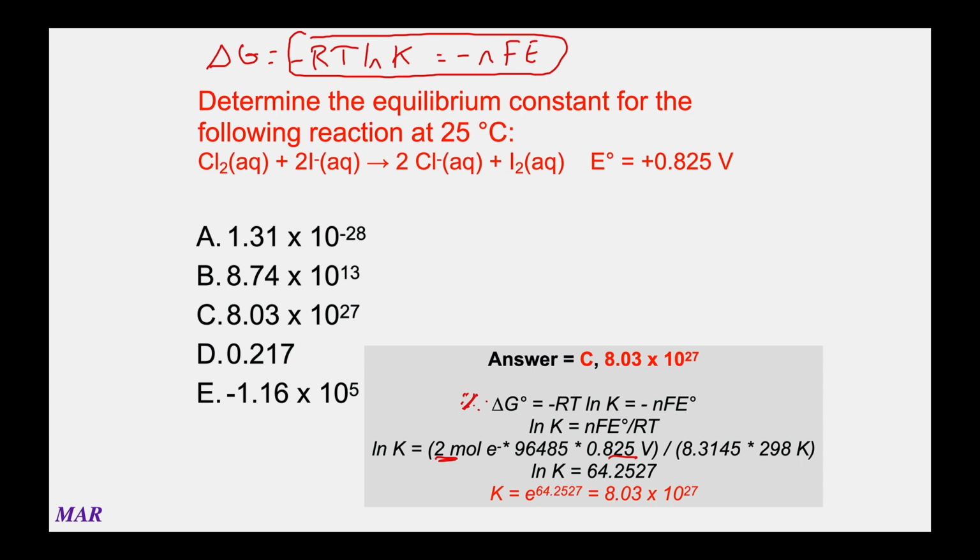So this is a cool way to go between an E cell value and an equilibrium constant. You could also get delta G along the way.